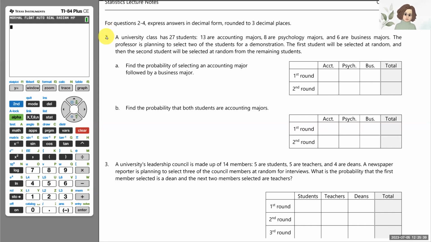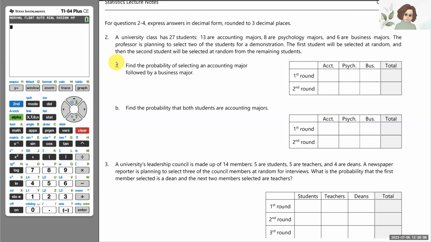So number 2, a university class has 27 students, 13 are accounting majors, 8 are psychology majors, and 6 are business majors. The professor is planning to select 2 of the students for a demonstration. The first student will be selected at random, and then the second student will be selected at random from the remaining students. So this is another way to say sample 2 students without replacement. So let's take a look at A.